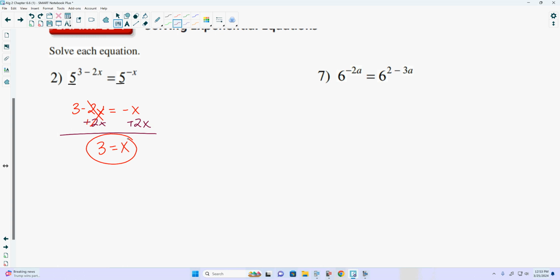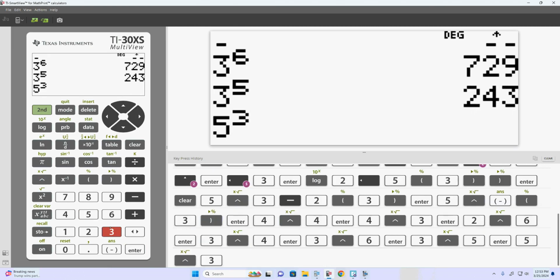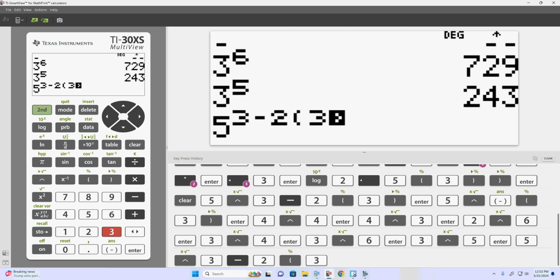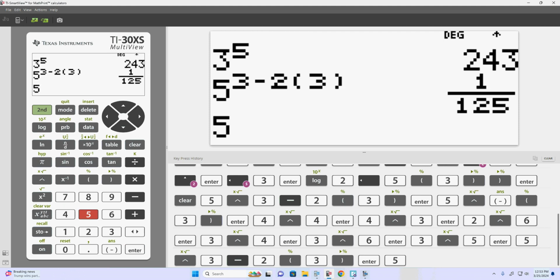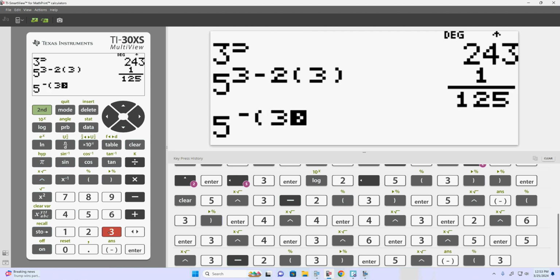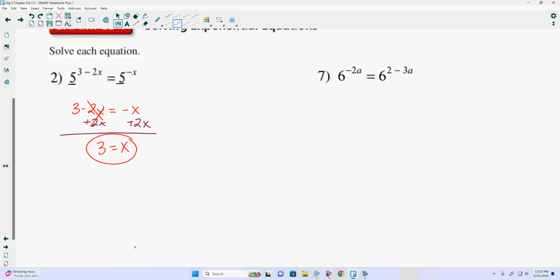You're good? And if we wanted to check this, we could. We could say 5 to the 3 minus 2 times 3. And we get 1 over 125. The other side is 5 to the negative x, so 5 to the negative 3. That's also 1 over 125. So x is indeed equal to 3. Questions on this here? Let's look at the next one.